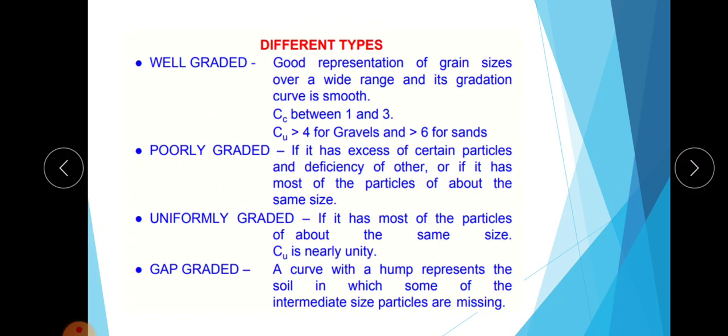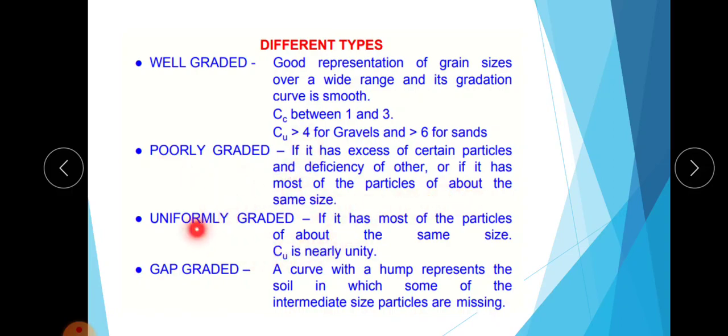That is, the soil mass will be having different sizes, and the fraction of each size will be equal. That is well graded. And poorly graded means it has excess of certain particle and deficiency of other, that is, some particle sizes will be more, and some of the particle sizes are deficient. That is known as poorly graded.